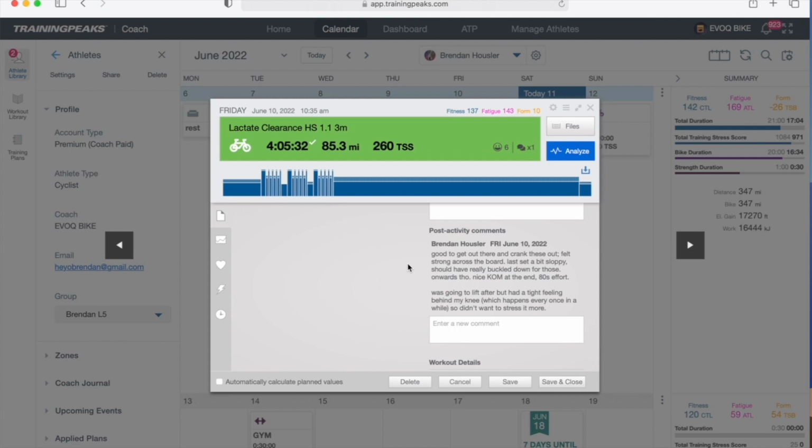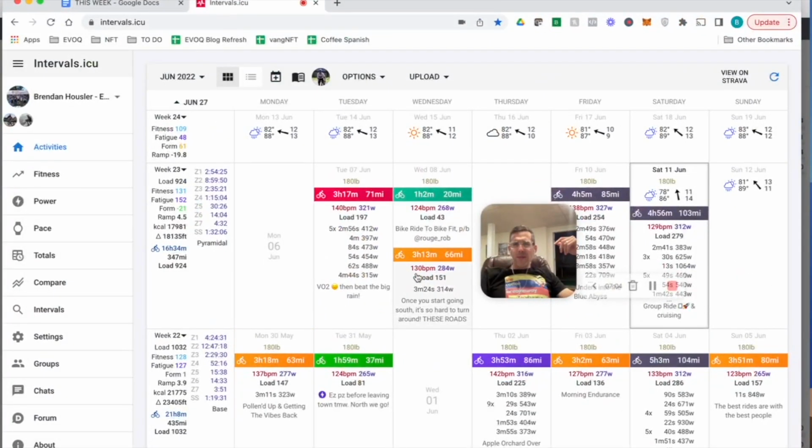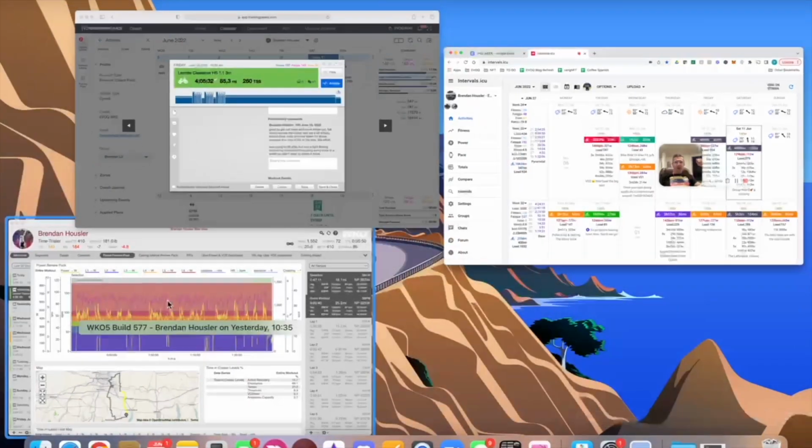Onwards though, got a nice KOM at the end for an 80-second effort. Was going to lift after, but had a tight feeling behind my knee, so I didn't want to stress it more. I've had this before, and I think it's because I'm ramping back up. Sometimes when smashing, I get this funny feeling, I think it's called a Baker cyst. I don't think it's that, but that's for a different video.